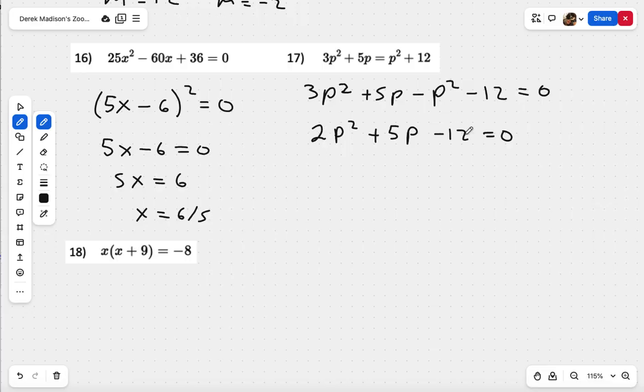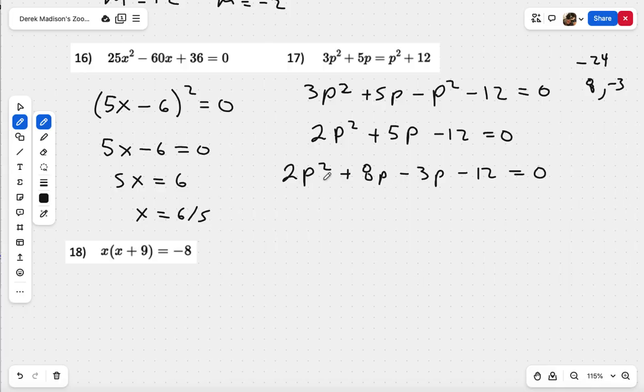So we'll do 2 times negative 12. That's negative 24, so I need 2 numbers that multiply to negative 24 and add to be 5. So that sounds like 8 and negative 3 would add to be the 5 and then multiply to be negative 24. And then remember, for these, we rewrite those with 4 terms. So 2p squared plus 8p, and then minus 3p minus 12 equals 0.